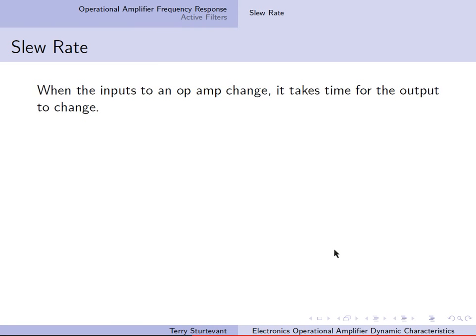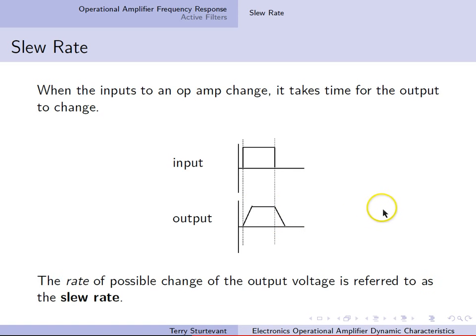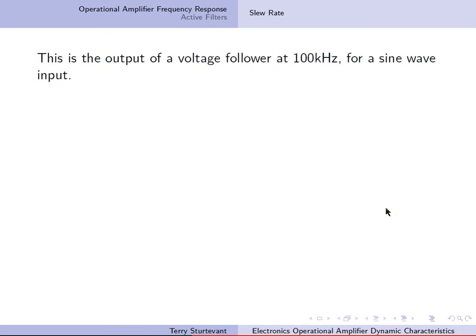So, another factor in op-amps is called the slew rate. When the inputs to an op-amp change, it takes time for the output to change. So, in this case with a square wave input, the output will take a finite amount of time to reach the output voltage and then a finite amount of time to fall again.